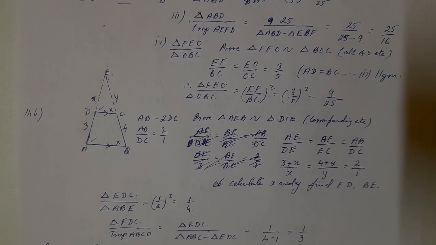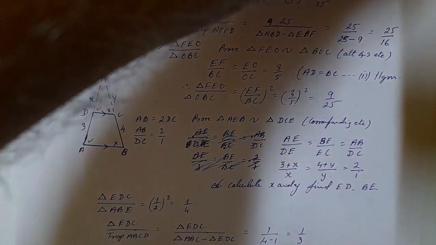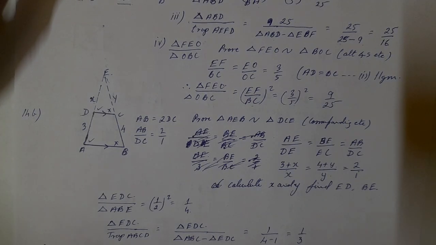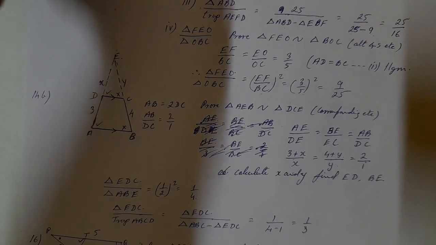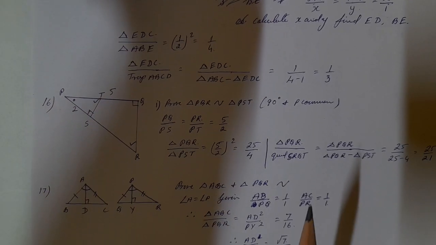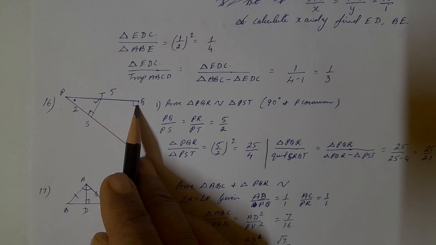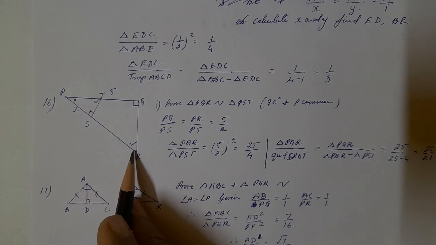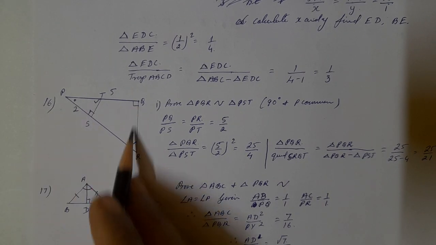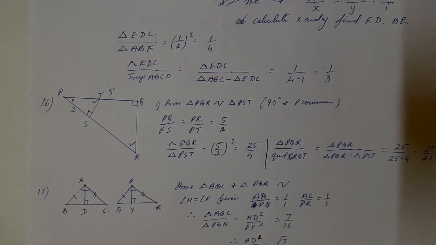Am I clear there? Okay, we go to 16. Let me see, 16. Okay, look at the figure over there. This angle is given 90 equal. This is common. So the third angle, for the big triangle, the third angle will be equal. Anyway, you just have to write 2.